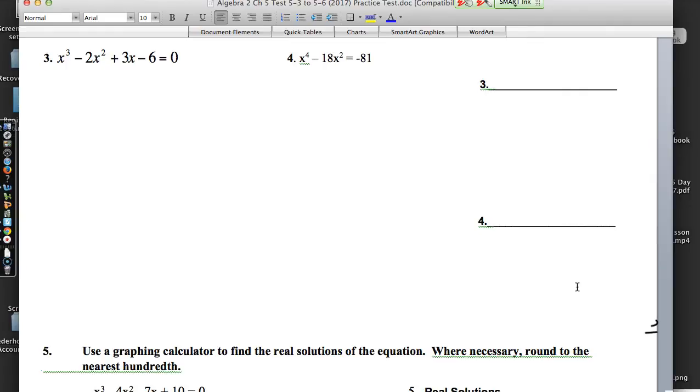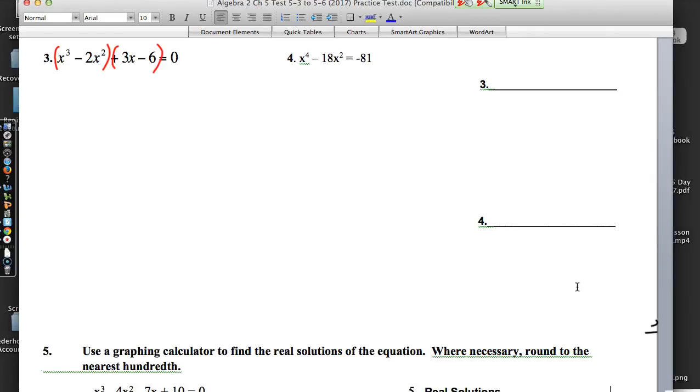Number 3. Greatest common factor. X out everything? Not everything. Well, what's so special about that one? Yeah, 4 terms. Factor by grouping. We've got to trick our brain. So let's start tricking our brain.